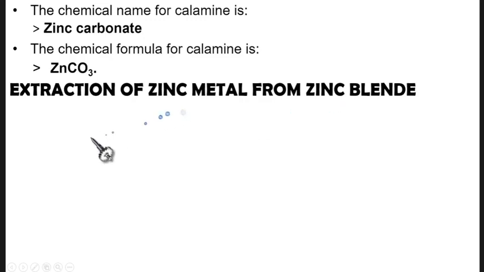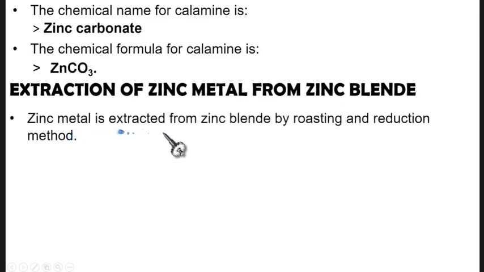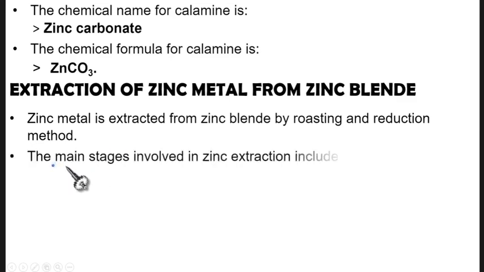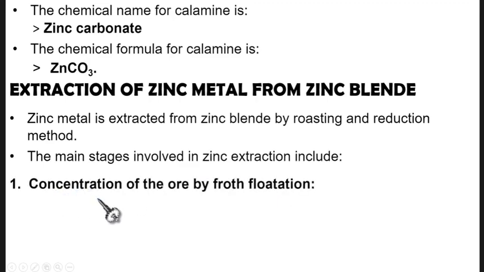What you should know is that zinc metal is extracted from zinc blende by the roasting and reduction method. You should know that the main stages involved in zinc extraction include, number one, concentration of the ore by frothy flotation. So frothy flotation is the first method in the extraction of zinc metal. So the ore has to be concentrated first.